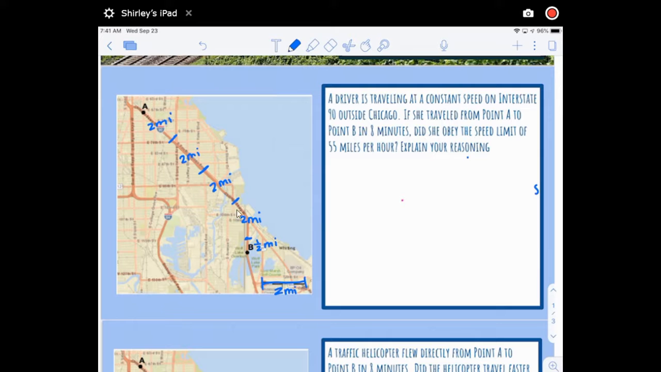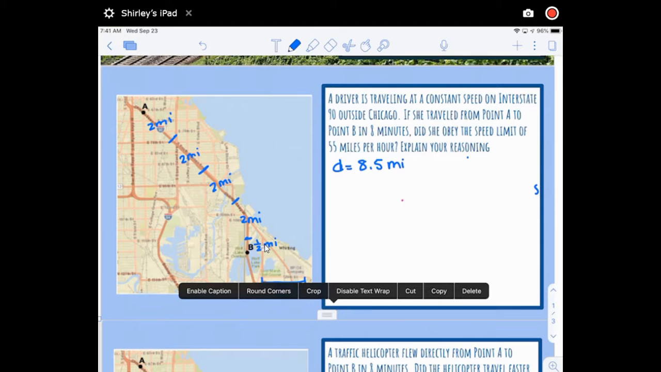Again, if you're estimating this on your own, it's perfectly fine if you were a little bit off. If you estimated this to be a mile, 2 miles, it's all an estimation. So what I'm going to do now is count up how many miles I have. 2, 4, 6, 8.5. So my total distance is about 8.5 miles.